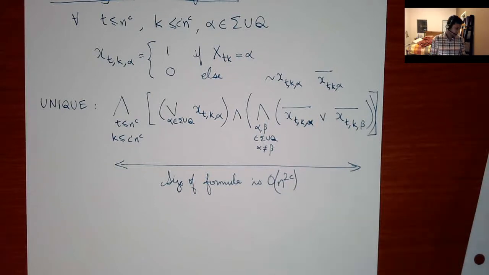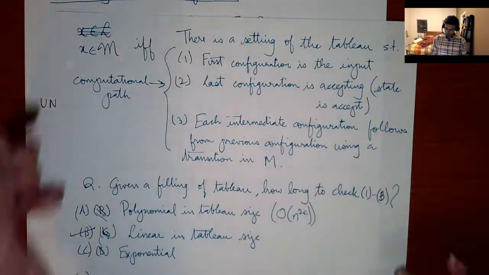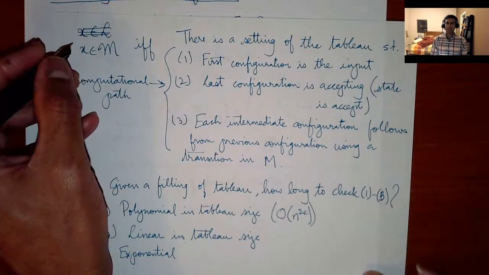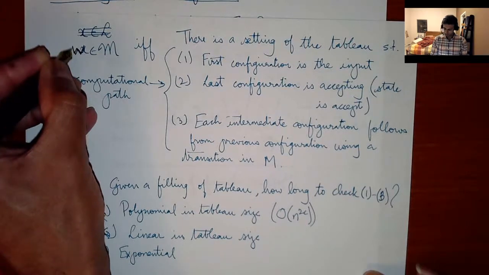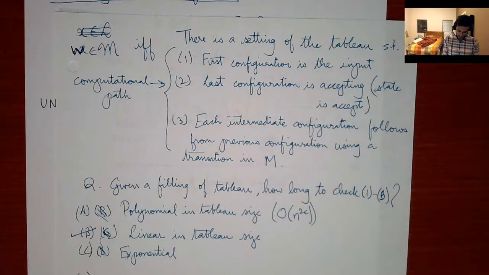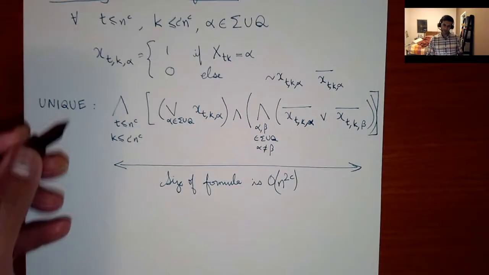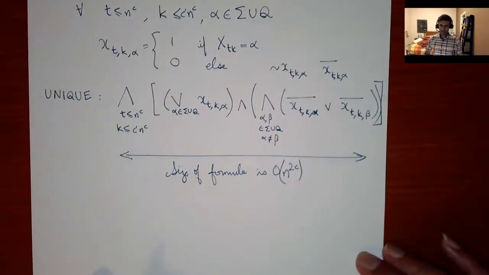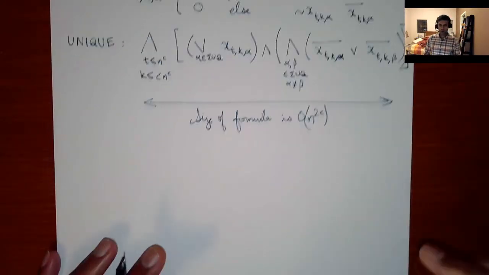Now I realized I've overloaded my symbols here because I'm using x for the Boolean variable, and I also used x for the original input. So I'm going to apologize. I'm just going to change this to w. I'm going to set the input to be w, and this is going to be more convenient for me because I defined this as x. Okay, so this is unique. This is saying that each symbol takes one unique value.